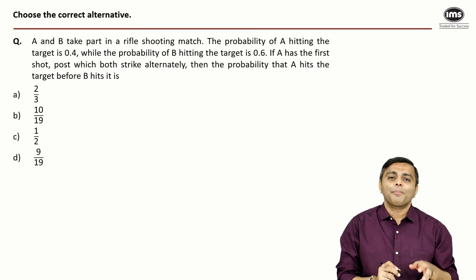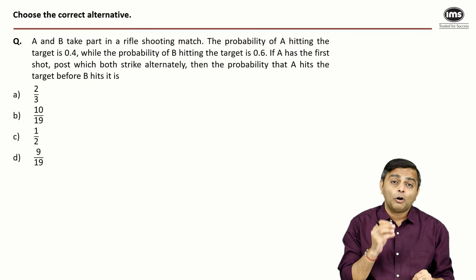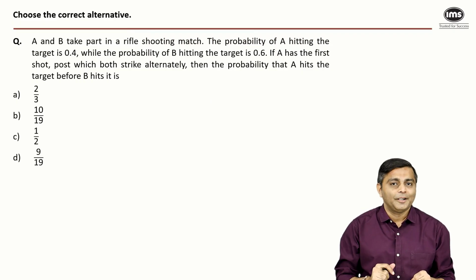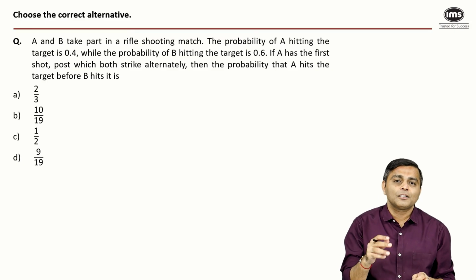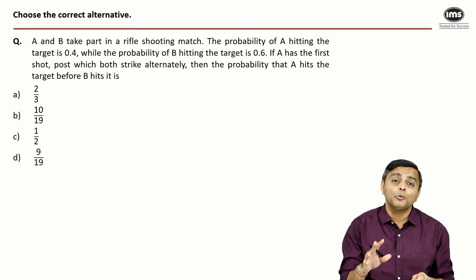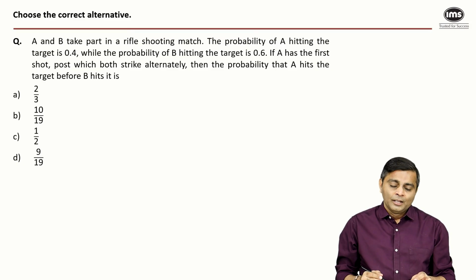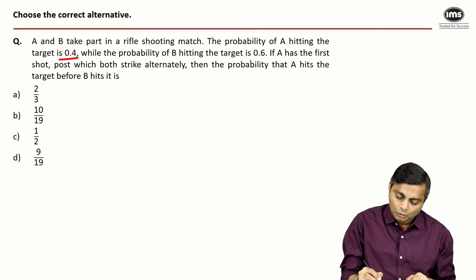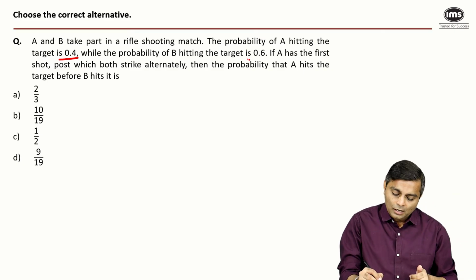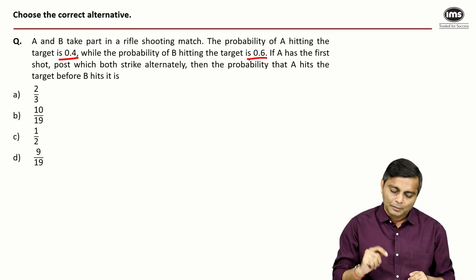Moving on to the next question. Again, a very straightforward question from the chapter of probability. If you have done the chapter of probability, I would not put this as a B or a C also. It's definitely in the doable category, A category. Now, A and B take part in a rifle shooting, and A's and B's probabilities are given. A's hitting is 0.4, therefore missing will be 0.6. B's hitting is 0.6, so missing will be 0.4.